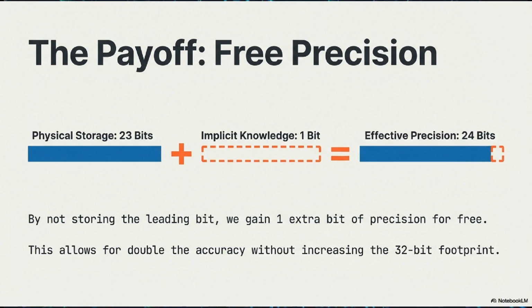And here's the payoff, and it is brilliant. By storing only 23 bits but knowing about this invisible 1, we get the effective precision of 24 bits. We've literally gained an entire extra bit of accuracy, doubling our precision, without using any more space. I mean, how cool is that? It's just an absolutely elegant solution.